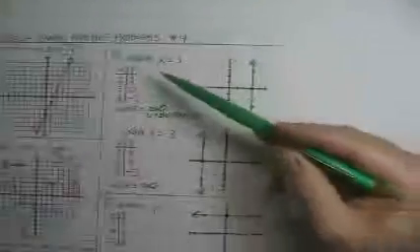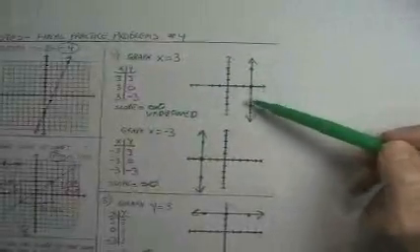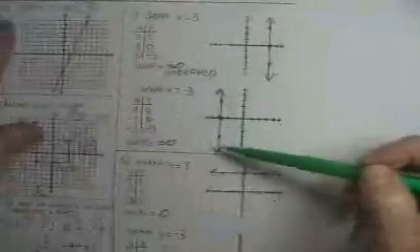Okay, so hopefully you get an idea. When it says x equals, it's going to cross the x-axis at that point. When it says y equals, it's going to cross the y-axis at that point.